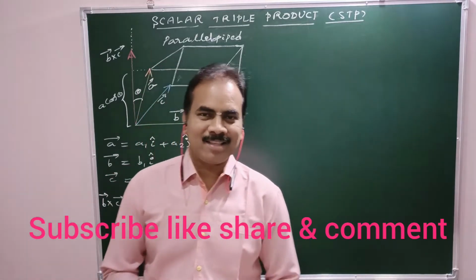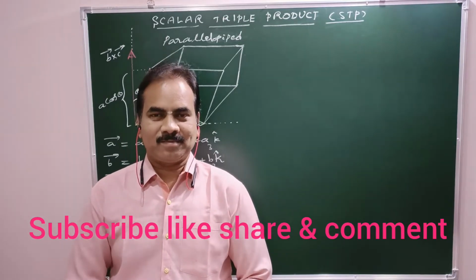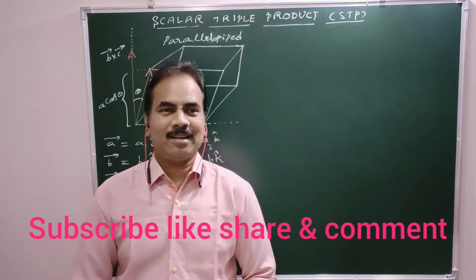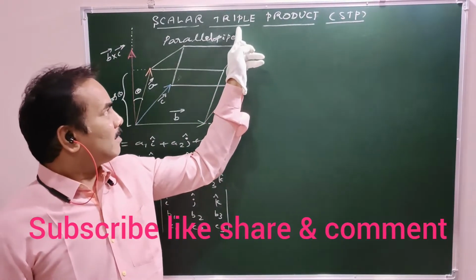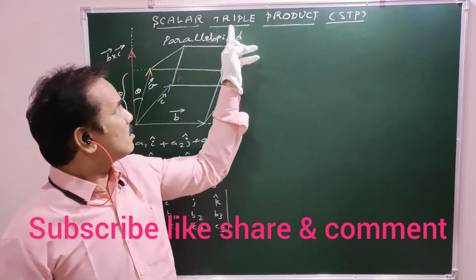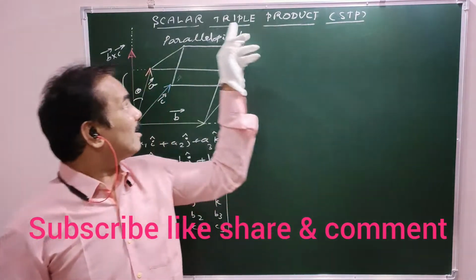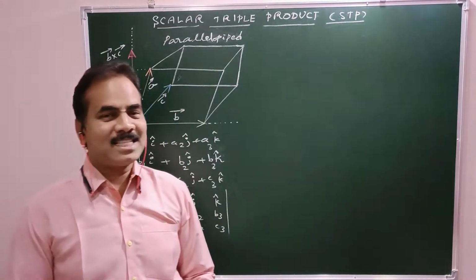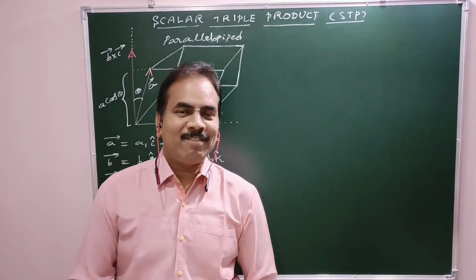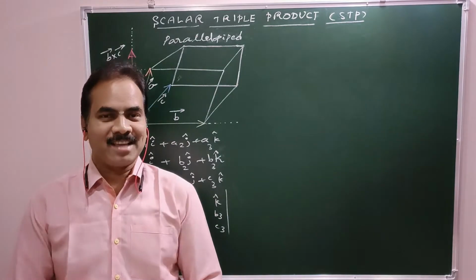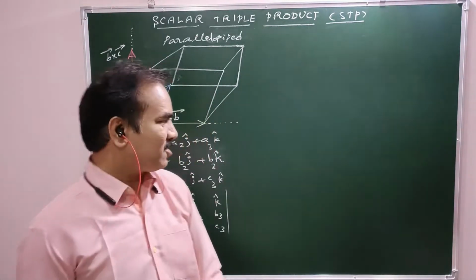Scalar triple product, by the name itself, means multiplication of three vectors such that the result is a scalar. Triple means three. It is the triple product of vectors such that the result is scalar. That is the reason why it is known as scalar triple product, STP. If three vectors are multiplied such that the result is scalar, then that kind of multiplication is said to be scalar triple product.